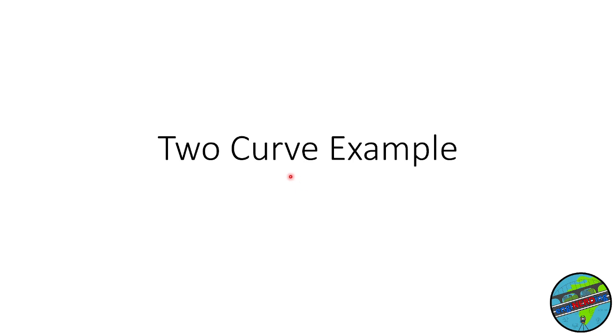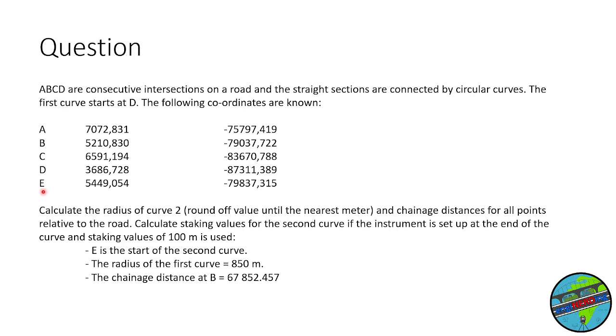Now, two curves is basically, if we go into our example or our scenario, we'll see that we have roads that have two curves on them, for which we have to do the calculations for the chainages, parameters like the radius and tangent lengths, as well as the staking values.